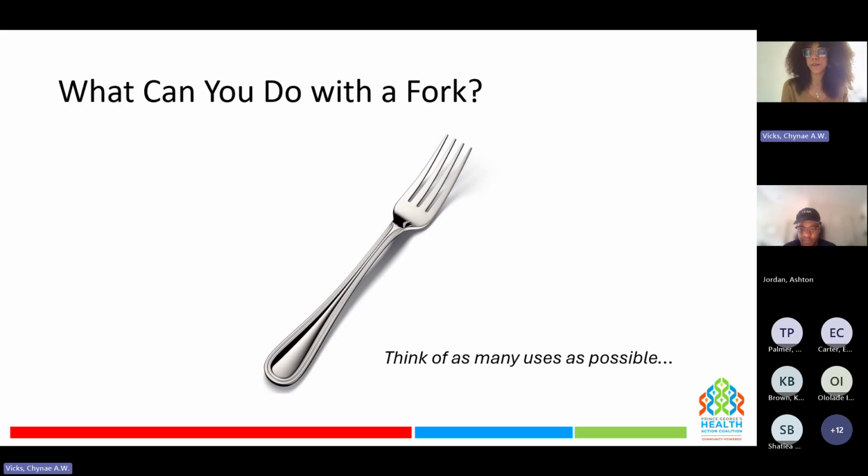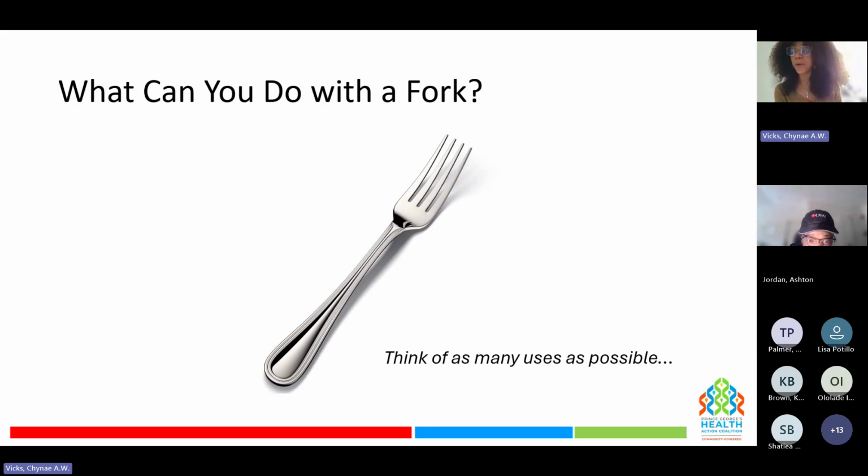Again, you can use the chat or you can unmute and speak out. Olalade says to eat. Yeah, eat a salad. Great. Any other suggestions? Eating spaghetti, eat. I'm seeing a lot of eats. Okay. Eat, pry open a can, brush your hair, dig. Great, Crystal. Lisa, pick something up. Yep.